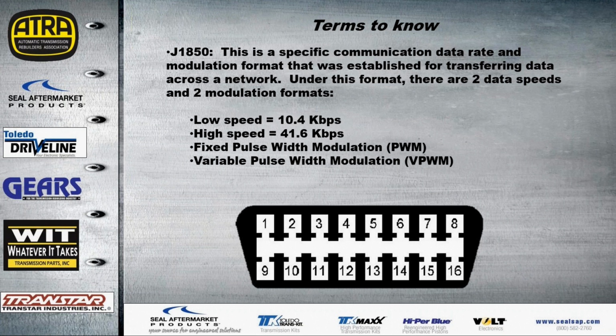J1850. Now this is a standard that is most popular in the United States of America. And there's two different speeds as well as two different modulation formats as listed on the slide. We have fixed pulse width modulation and we have variable pulse width modulation. The low speed bus is going to operate at about 10.4 kilobytes per second. High speed is about 4 times that.